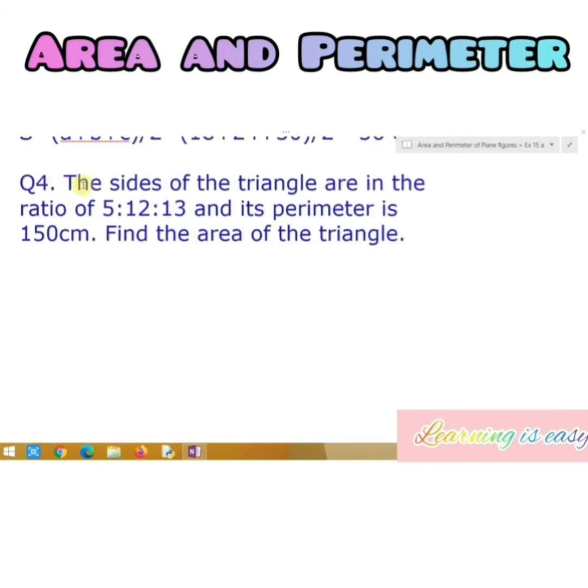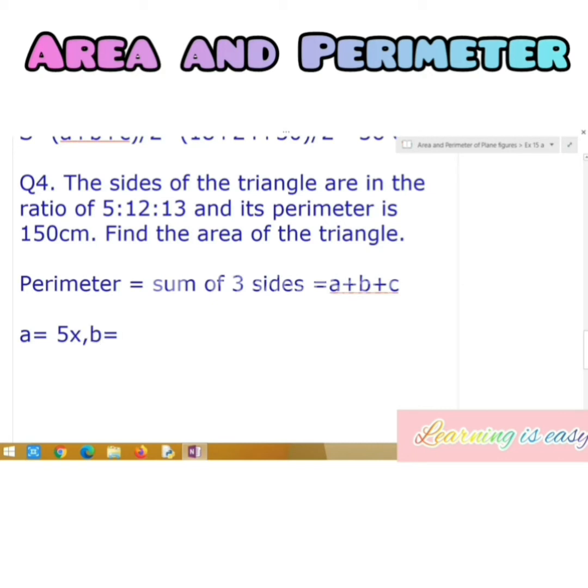Next, question 4. The sides of the triangle are given in the ratio 5:12:13 and its perimeter is given as 150 centimeter. We know perimeter is the sum of the three sides of the triangle. It's not an equilateral triangle; the ratio clearly says the sides are different. So let's assume A as 5x, B as 12x and C as 13x.